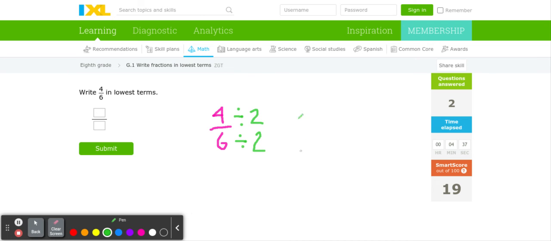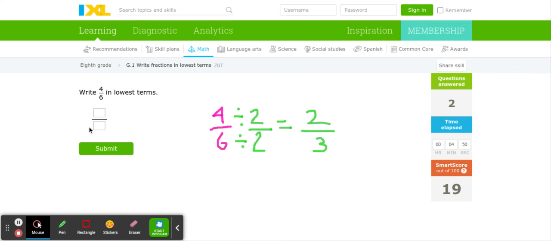Once we do this, we can say that 4 divided by 2 equals 2, and 6 divided by 2 equals 3. So we have 2/3, and that's our final answer.